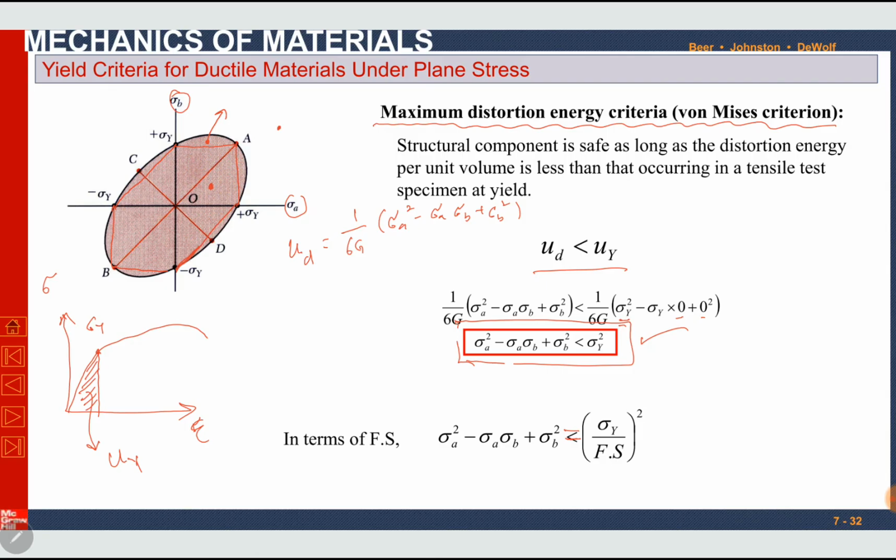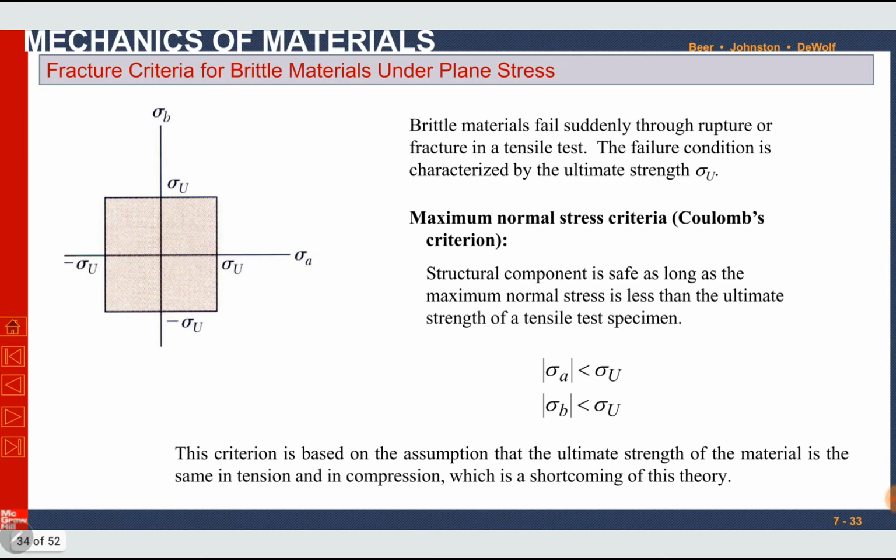Okay, let us move further. Our next topic is fracture criteria for brittle materials under plane stress. As discussed earlier, brittle materials do not undergo yielding, they directly fracture, and there is no permanent deformation in brittle materials. That is why fracture criteria are applied to brittle materials. The already discussed ductile material yielding criteria cannot be applied to brittle materials, because brittle materials fail suddenly through rupture or fracture in a tensile test.